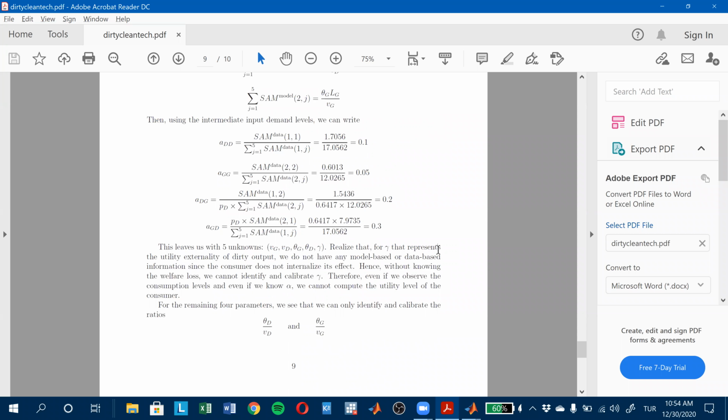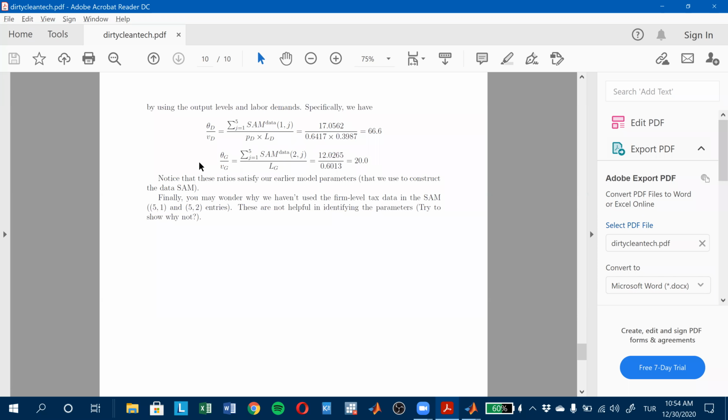Then we have 4 other parameters, V's and thetas. And we realize that we can only calibrate the ratios, all right? We can only know the ratio of theta to V, theta D to VD and theta G to VG, all right? Why? Well, because I have only that data. I cannot separately identify these parameters. I cannot separate value added from output, okay, without knowing V. I can only look at total output. Then from total output, I can only look at labor, and then I realize theta G divided by VG, for instance, or theta D divided by VD, okay?